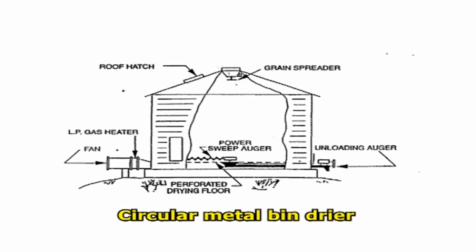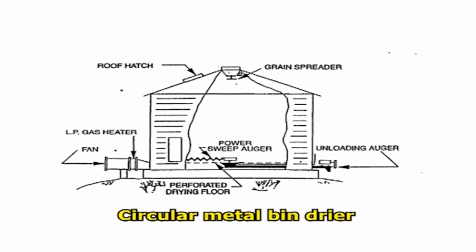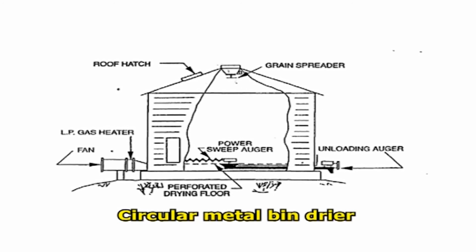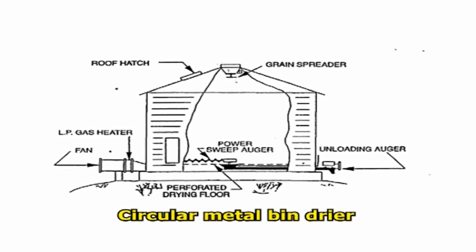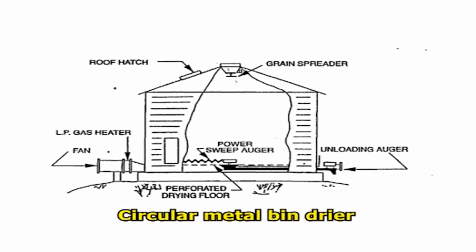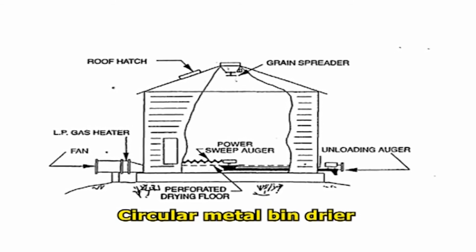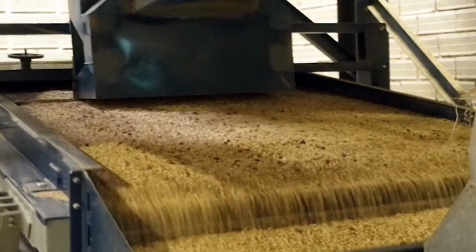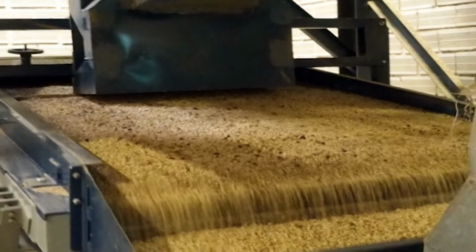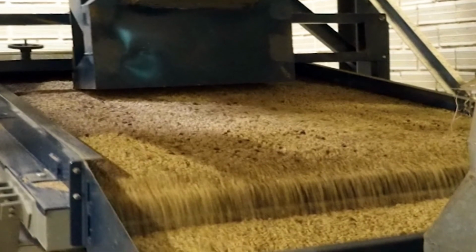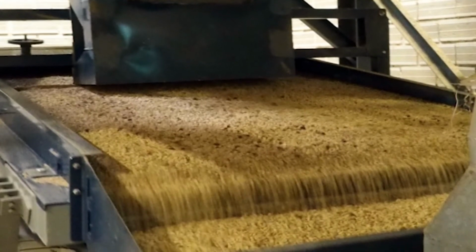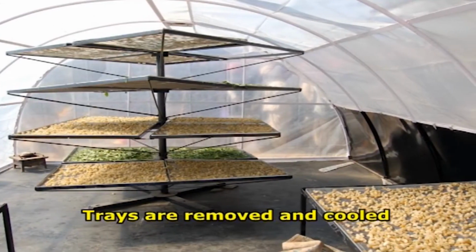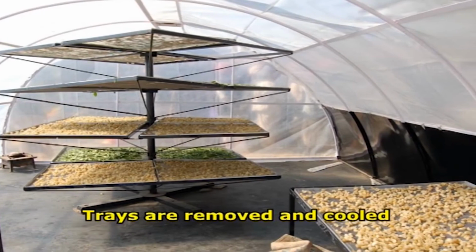A circular metal bin dryer is one such dryer. The circular bins are trays that are perforated to pass air. These trays are arranged one over other and packed into the dryer. The seeds are spread and placed in the dryer. Heated air is poured through the dryer. Temperature and drying rate are fixed and thus drying is even. After a fixed time, the trays are removed and cooled before packing.